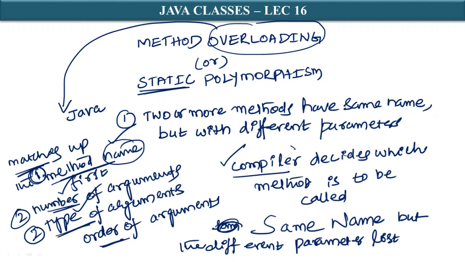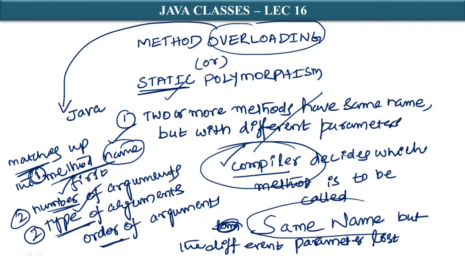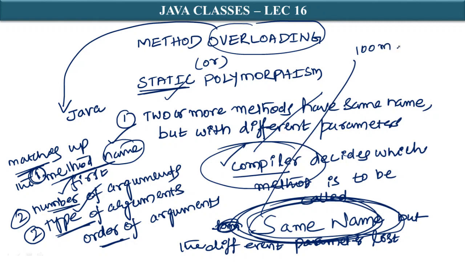A method will be called by the compiler, as it is performed by the compiler. I can call it static. The compiler will decide which method has to be called. There may be different methods. As I told you, all the methods have the same name. If you keep 100 methods in a class, in the context of method overloading, they must have the same name. But they differ in terms of number of arguments, type of arguments, and order of arguments.